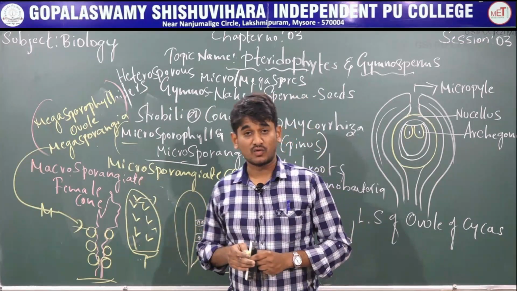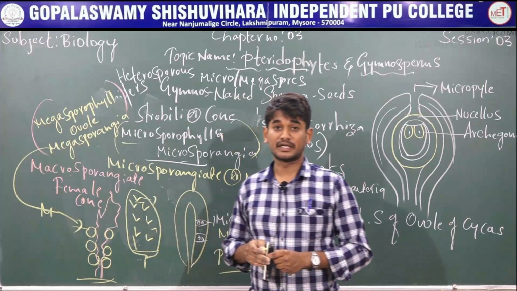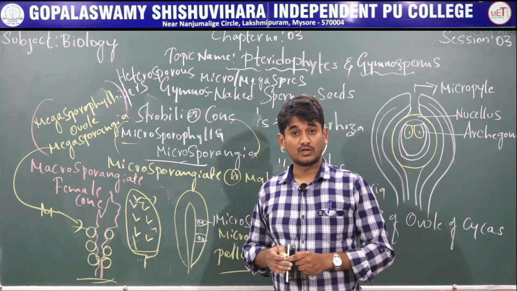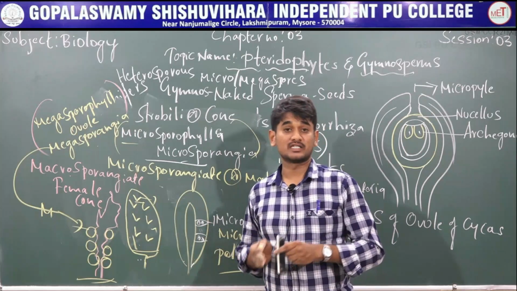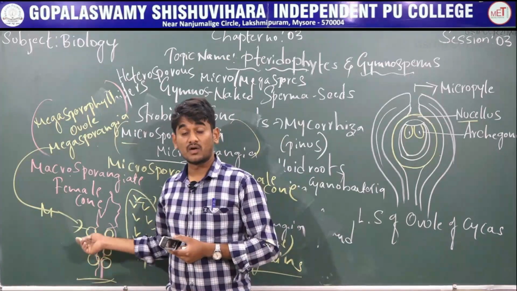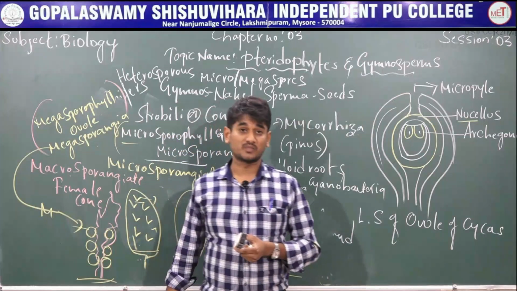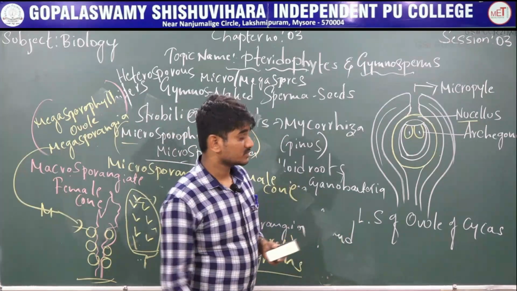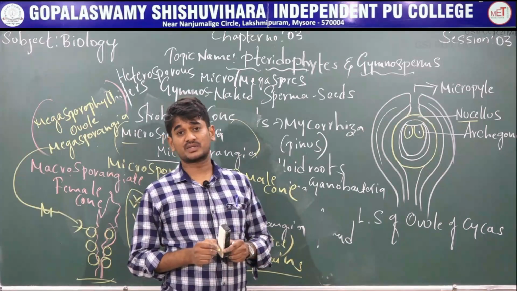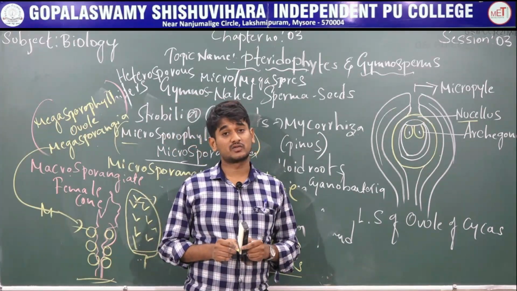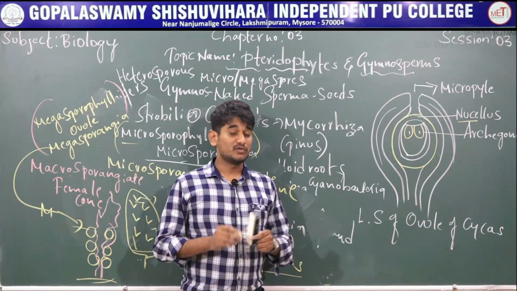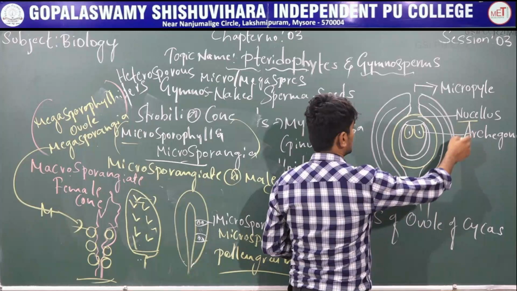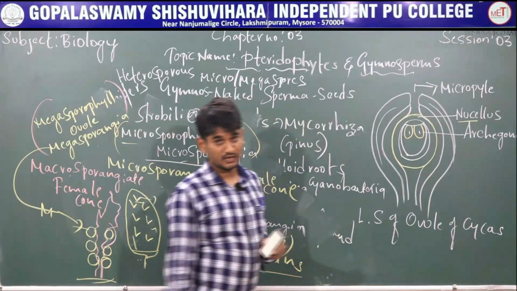See, these diagrams are only for your reference to understand the concept, not given in NCERT, so no need to draw them in the annual examination of first PU. Now let's discuss the structure of megasporangia or LS of ovule of Cycas. Inside the megasporangia there is a nutritive tissue called nucellus. The nucellus is covered by a protective layer called integuments.